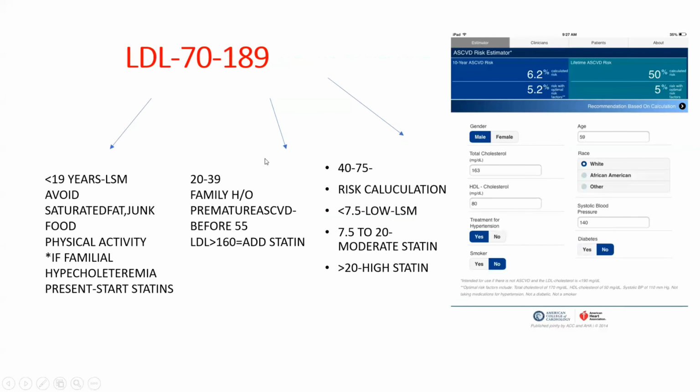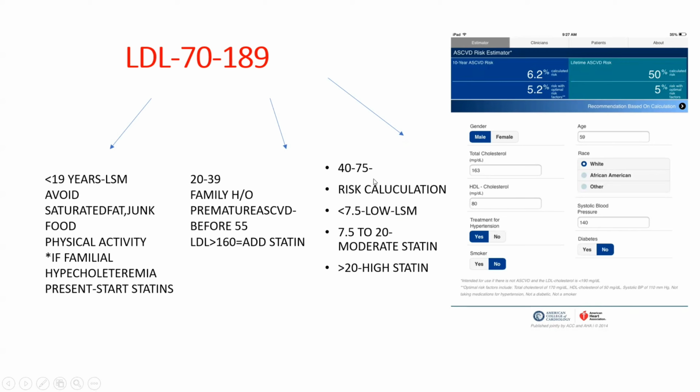If LDL is 70 to 189 and age is less than 19 years, we will give lifestyle modification: avoid saturated fat, junk food, and do physical activity. But if familial hypercholesterolemia is present, we will start the statins. If the age group is 20 to 39, with family history of premature ASCVD before 55, and LDL is more than 160, we will give statins.